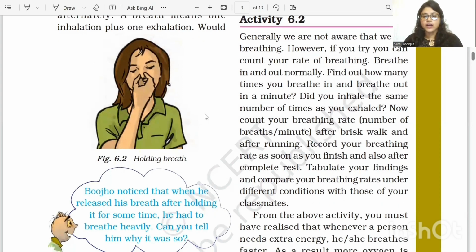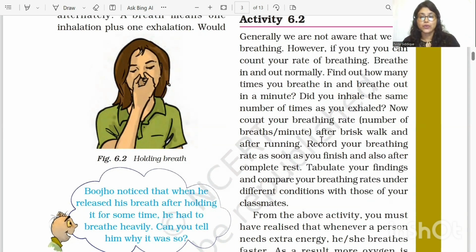Generally, we are not aware that we are breathing, right? हमें मतलब daily पता भी नहीं चलता कि हम सांस ले रहे हैं. We are just doing it. It's not under our control also. However, if you try, you can count the rate of your breathing. Breathe in and out normally. Just relax yourself and breathe in and out normally. Find out how many times you breathe in and breathe out in a minute. Did you inhale the same number of times as you exhaled?